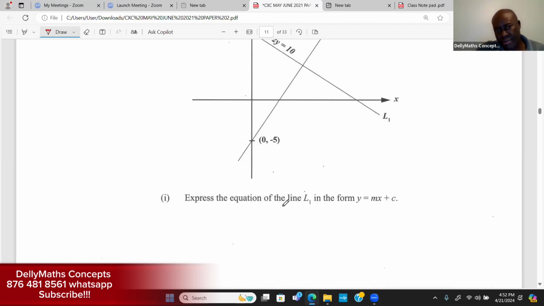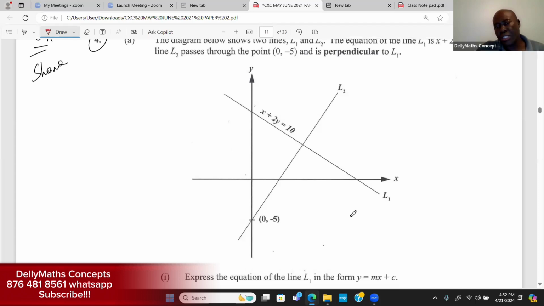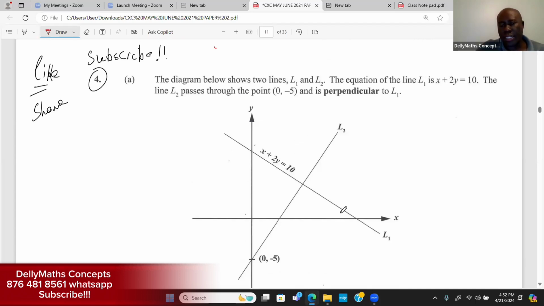Question 1 says express the equation of L1 in the form y equals mx plus c. So this is the slope-intercept form. L1 is x plus 2y equals 10, and they want us to express it in y equals mx plus c. As you can see, the y must be left alone, so we're going to simply transpose. We subtract x from both sides.